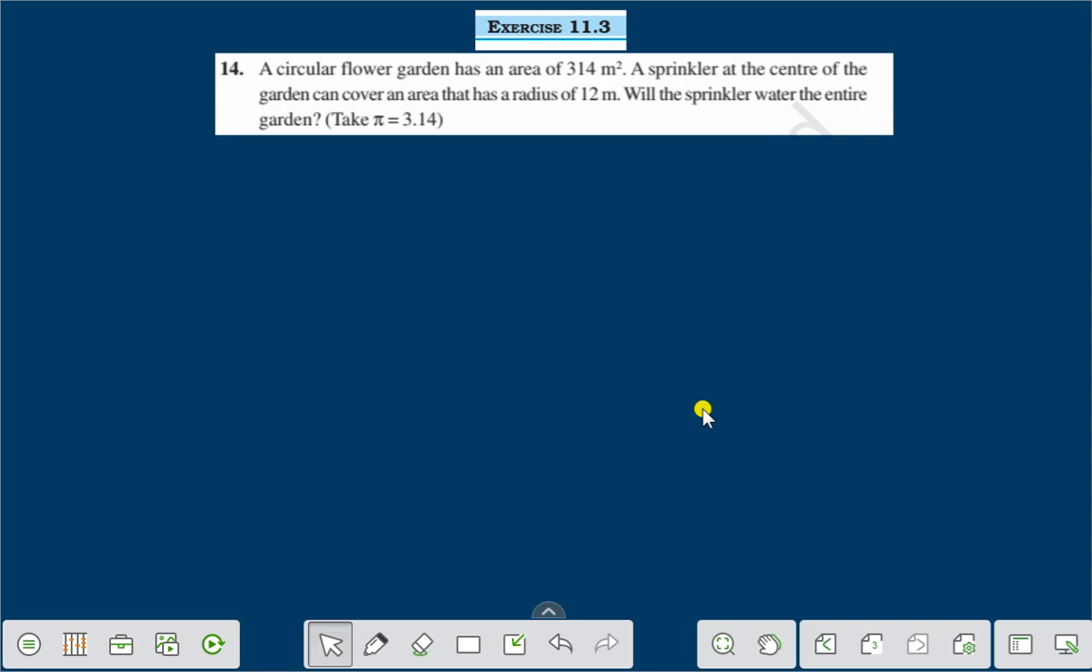Hello everyone. Today we shall discuss exercise 11.3, question number 14. A circular flower garden has an area of 314 meter square. A sprinkler at the center of the garden can cover an area that has a radius of 12 meter. Will the sprinkler water the entire garden? Take pi equal to 3.14.